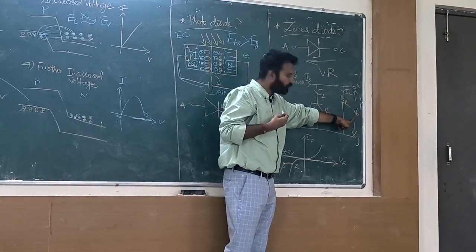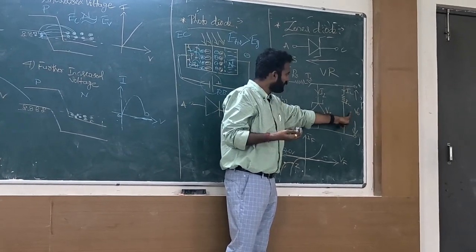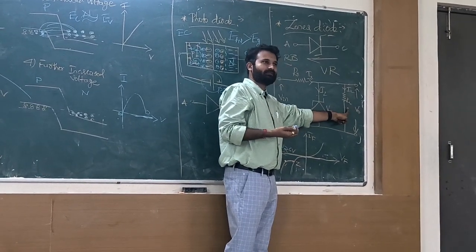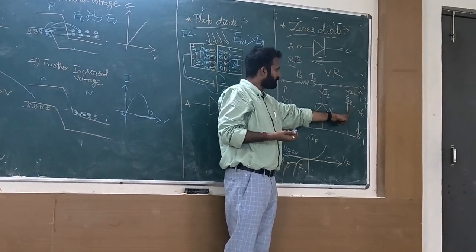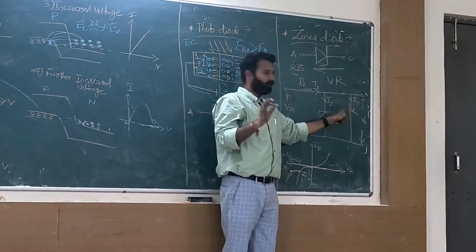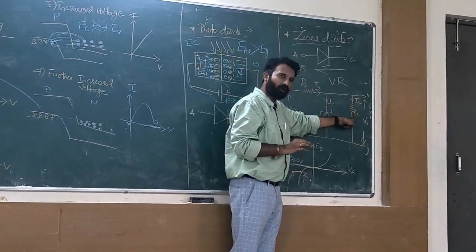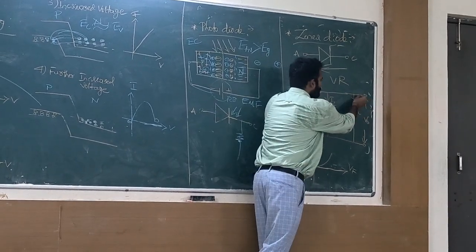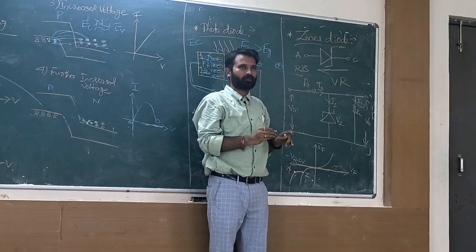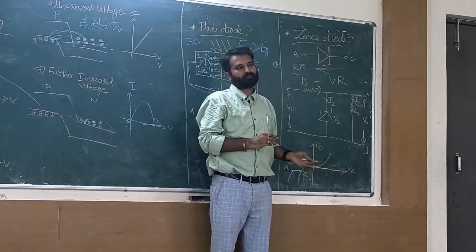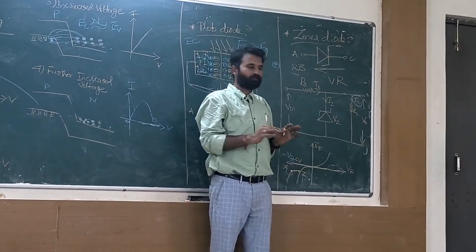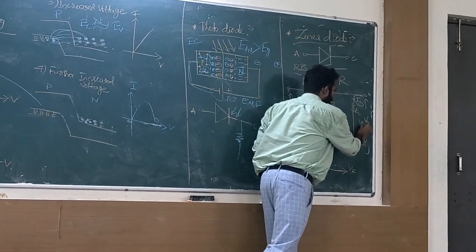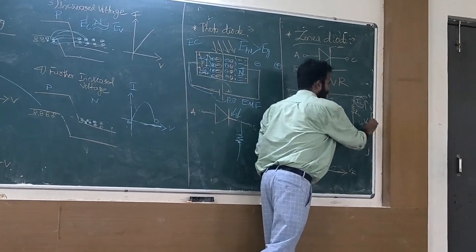Where are we measuring the output? Here, across the parallel resistance. This resistance is parallel, not series. Understandable? This one is in series, and this one is in parallel. I am measuring the output here, so nothing will happen to the load current. Your output voltage is constant. You are maintaining the voltage constant.